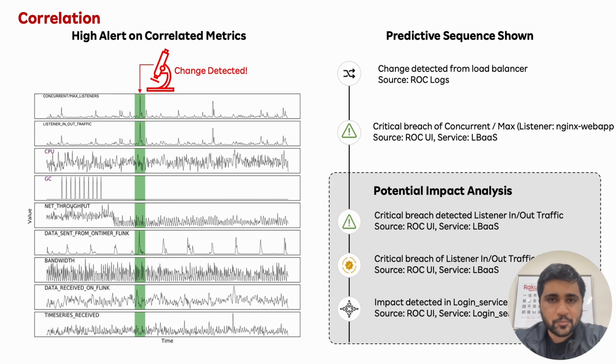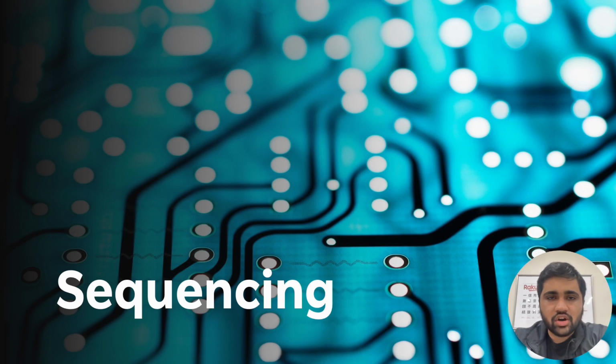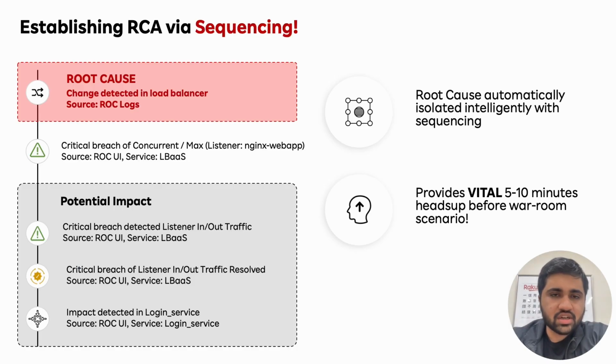if this issue persists. A core differentiator of Cog AI is its sequencing. Now, sequencing is basically finding out the root cause and the potential impact, very similar to the correlation, and we'll explore that a bit more with an example. So, taking the same example of the change detected in the load balancer, which was in the logs, we finally figured out that the potential impact of that change, which was in the load balancer, will finally be seen in the login service. Your users will not be able to log in, or they'll have a hard time logging in, or the login service will not work at all. So, the root cause is automatically isolated intelligently with sequencing.